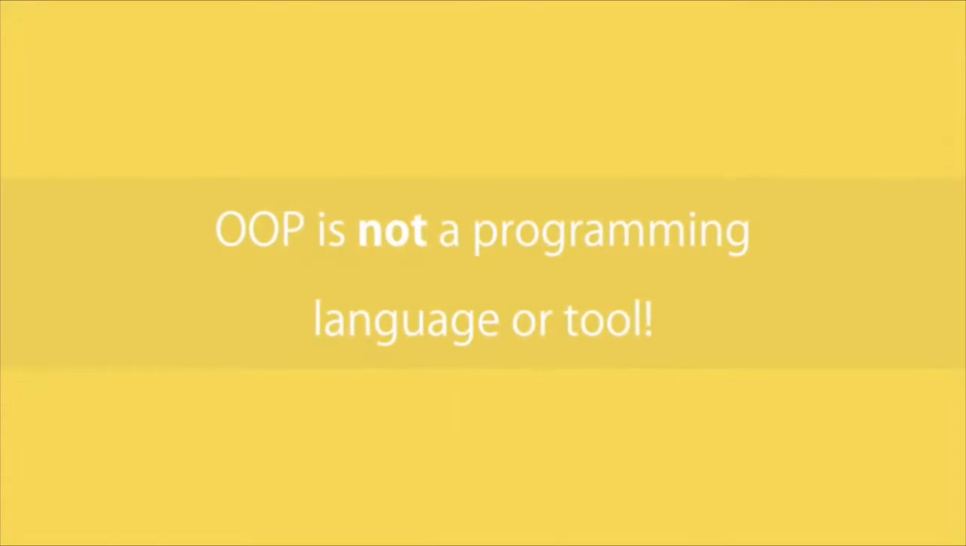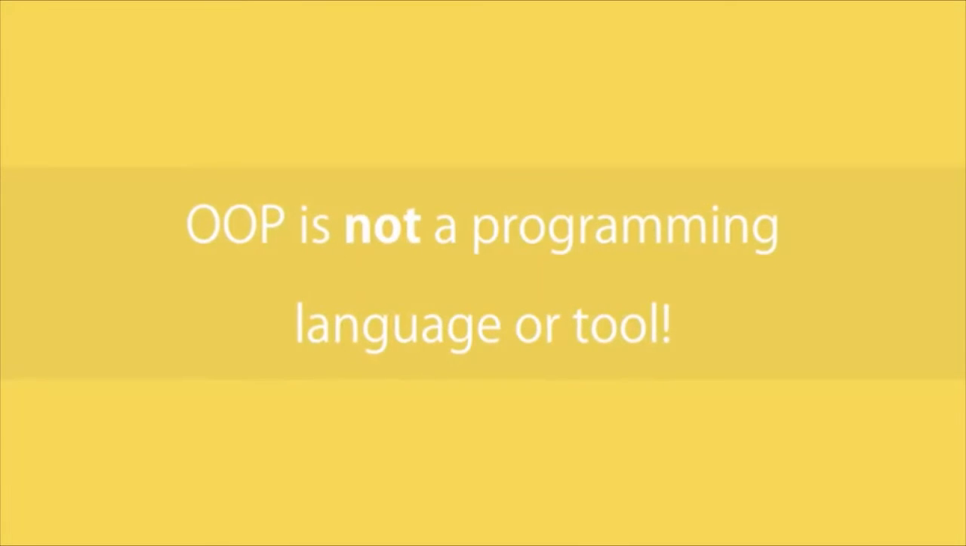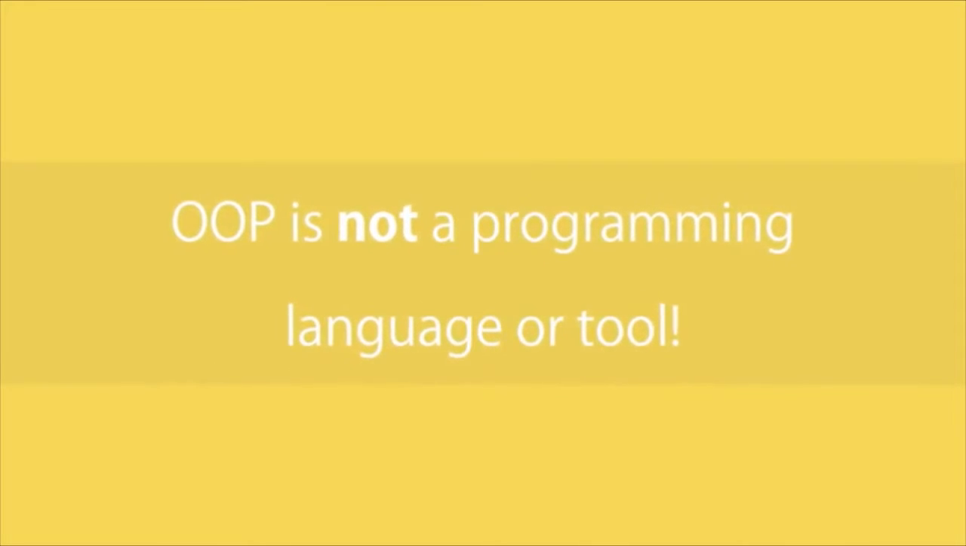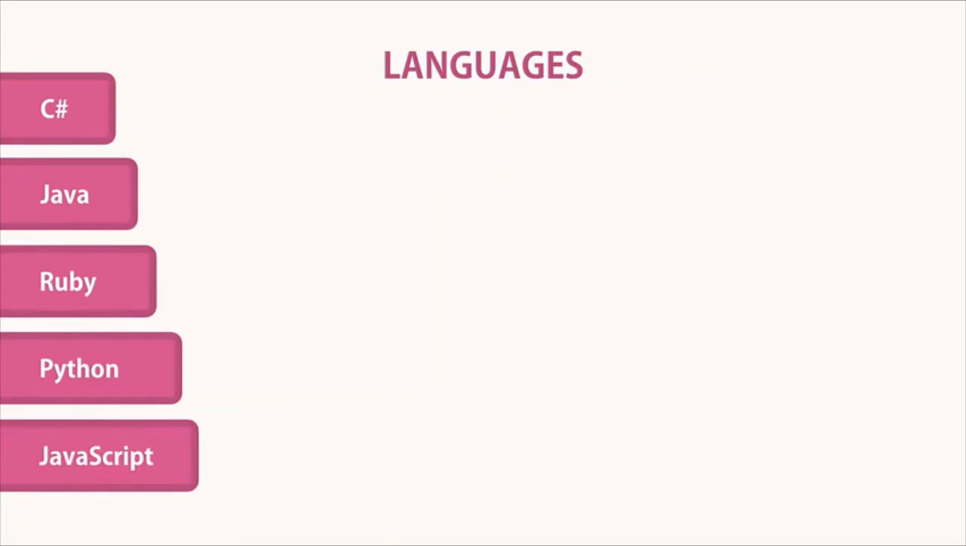That's because it's not a programming language or a tool. It's a style of programming or a programming paradigm. There are several programming languages out there that support object-oriented programming, such as C#, Java, Ruby, Python, JavaScript, and more.